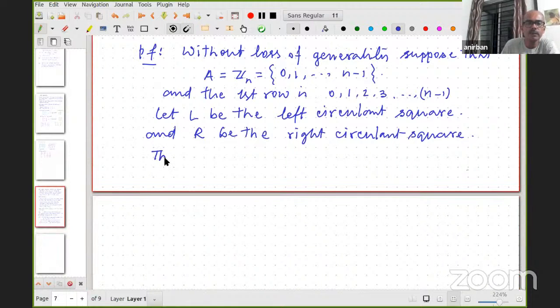Then the element l_ij is i plus j. I leave this to you to check. The i, jth entry is i plus j. And r_ij, our convention is to write the Latin squares by capital letters and their entries by small letters with this suffix ij. So these are entries of these Latin squares, and this is j minus i.